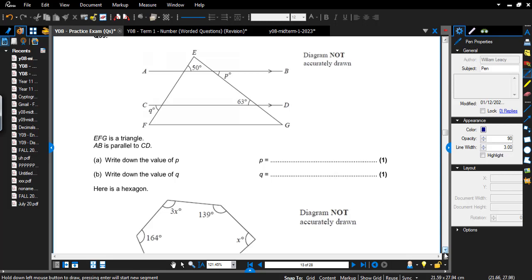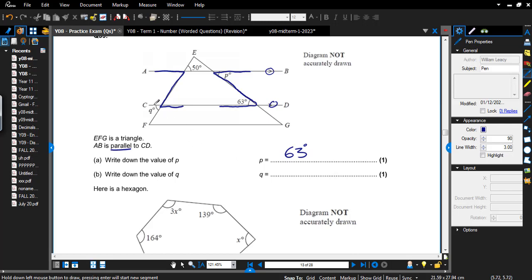Well, this looks like fun. Write down the value of P. Do we have to give a reason? Doesn't look like it, thank goodness. Well, they're parallel, aren't they? So look for your Z shape. Oh, look, we got a Z shape. Oh, look, we got another Z shape, a backward Z. Cool. So that and that are alternate. So P is 63 degrees.